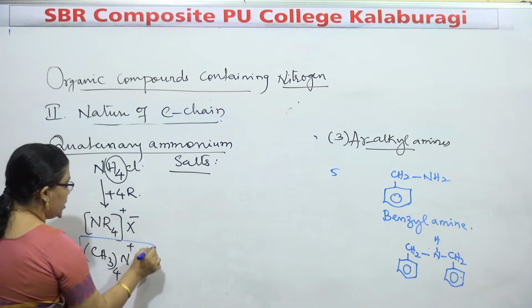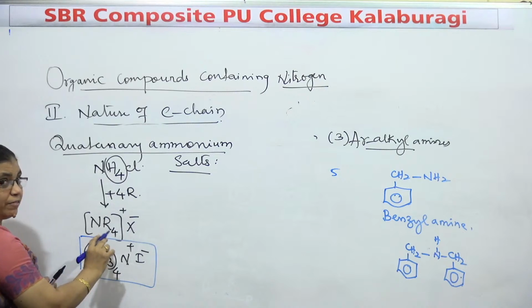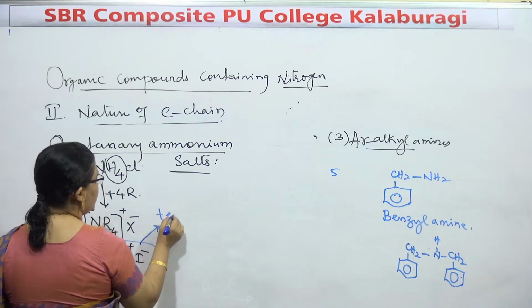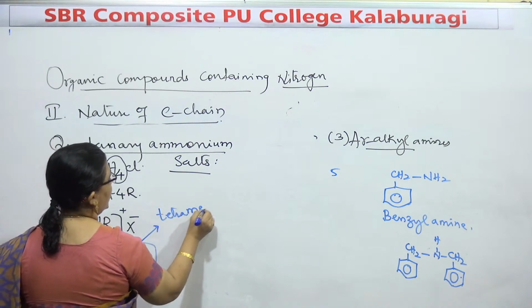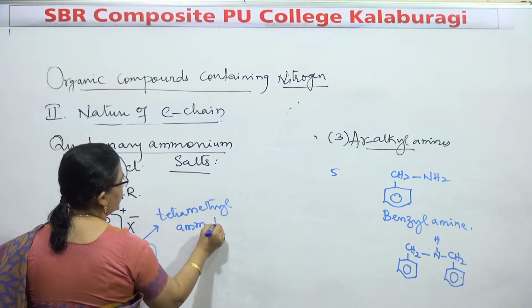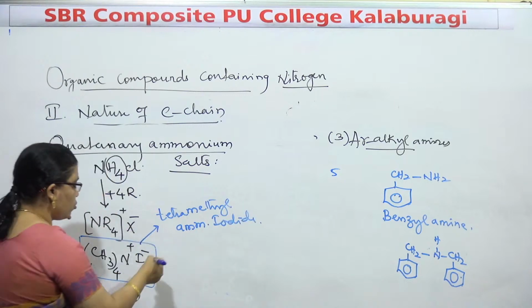Tetramethyl ammonium iodide. The four R groups may be the same, maybe different. That we need to remember. This is the name: tetramethyl ammonium iodide. Even if we take three groups the same, the name follows the same pattern.